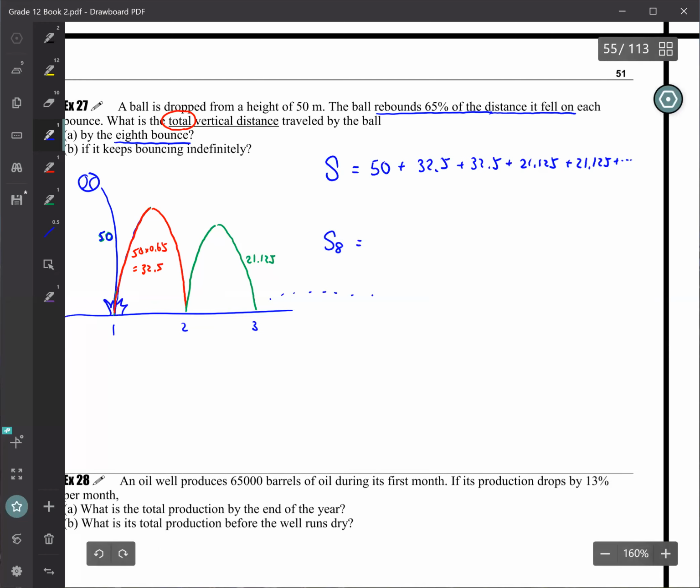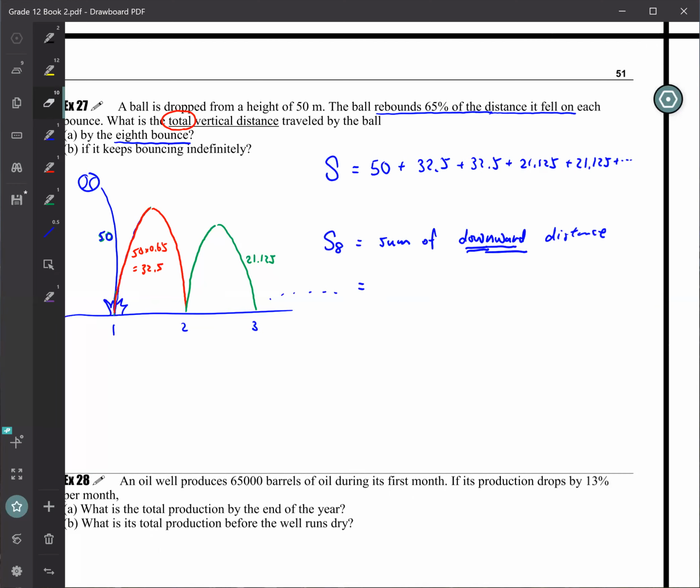And we'll talk about all the going down. So the sum of downward distance. We'll calculate the sum of all the going down first. So we're doing S8.